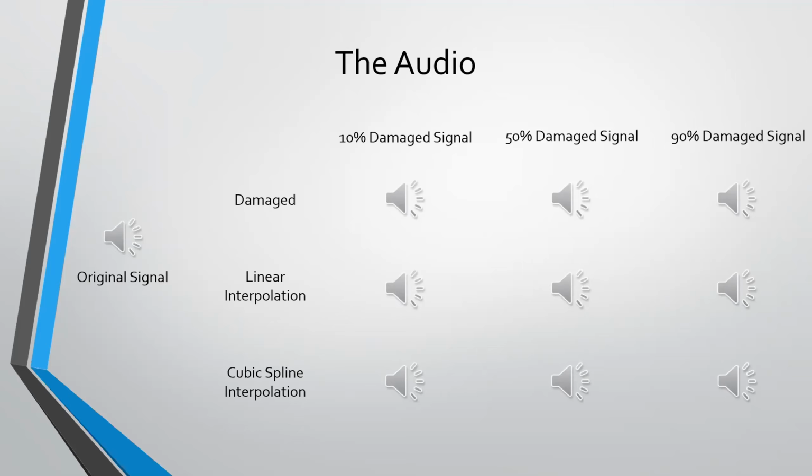The reconstructions from the 10% damaged signal are nearly indistinguishable from the original signal, and the reconstructions from the 50% damaged signal are somewhat noisy, but their content is still clearly that of the original signal. Reconstructions from the 90% damaged signal are incredibly noisy, but are far better representations of the content of the original signal than the 90% damaged signal is before reconstruction attempts.